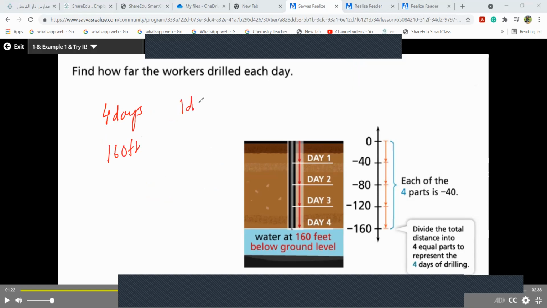So for 1 day, how much? What did I say to you? For 4 days, 160 feet. For 1 day, how much? This you always need to remember.